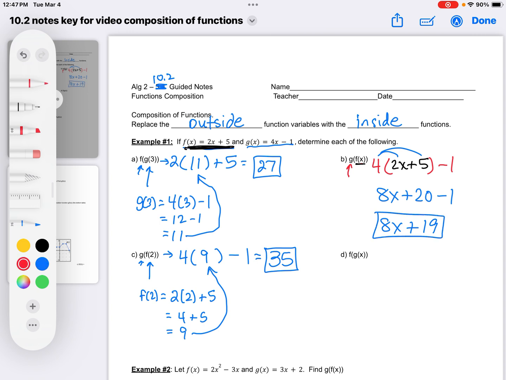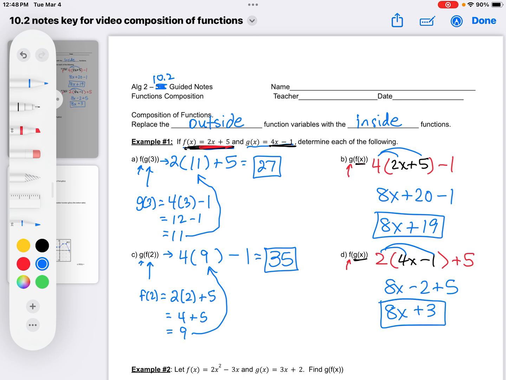If I asked you to do f of g of x, f is the outside function, so we take our outside function f of x, which is 2x plus 5, and replace that something with my g of x function, g of x being 4x minus 1. Then we distribute here. We get 8x minus 2 plus 5. Combine the like terms, you get 8x plus 3. And that is how you're going to handle doing those.